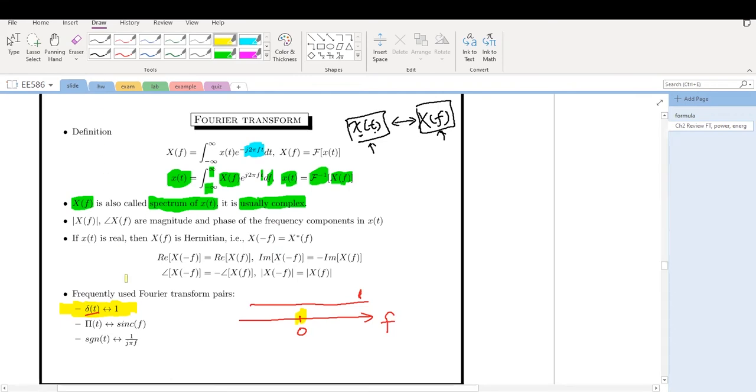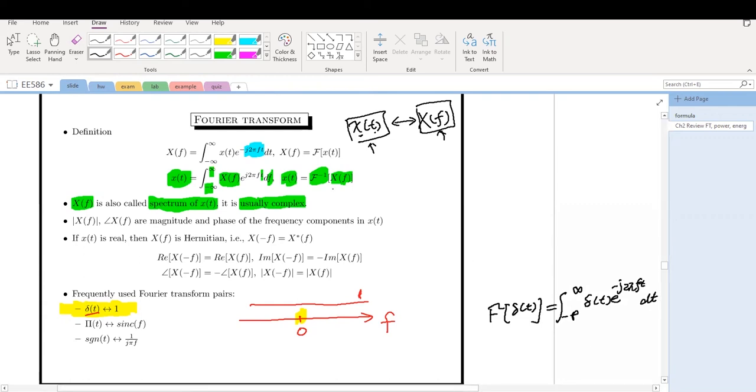Now let's justify this, and I also use this example to illustrate the delta function properties. Let's take the Fourier transform of delta. So the Fourier transform of delta(t), you do by definition. We do the integral of delta(t) e to the power minus j 2 pi f t, with respect to t.